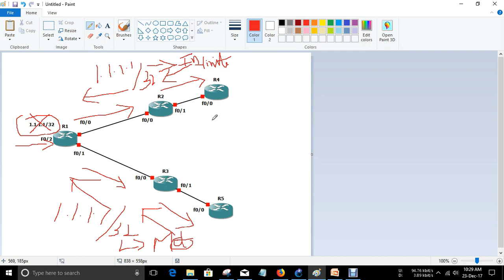Next is the acknowledge packet. Update, query, and reply, these three packets need to be acknowledged. Once the update packet is sent, it needs to be acknowledged by the neighbor so that the sender can confirm it received the acknowledgement packet. In the same way, a query packet needs to be acknowledged, and the reply packet also needs to be acknowledged. All these three packets need to be acknowledged since EIGRP is a reliable protocol.